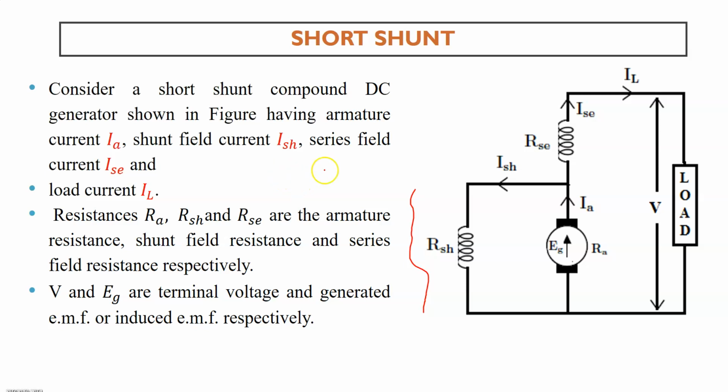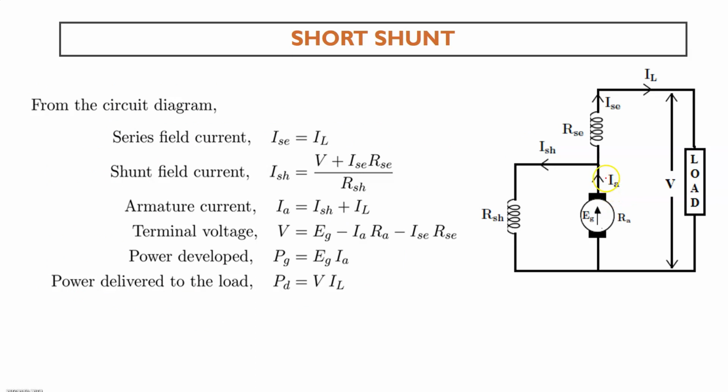Next is the short shunt generator. There is not much difference, but the field winding is connected at a different point. That is the only difference compared to the long shunt generator, but there will be a significant difference in the equations. In this case, the armature current is not equal to the series field current because of the connection here. When the current flows like this and reaches here, it splits into two, Ish and Isc. Remember this: the same current Isc is flowing through the load. So Isc and IL are the same, but Ia is equal to Ish plus Isc, or Ish plus IL.